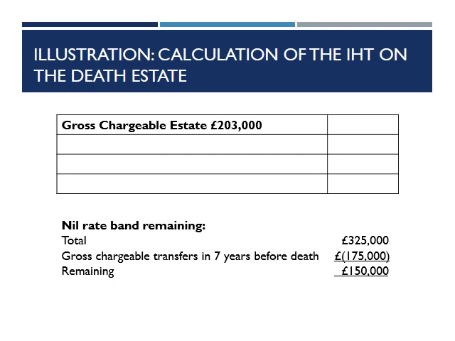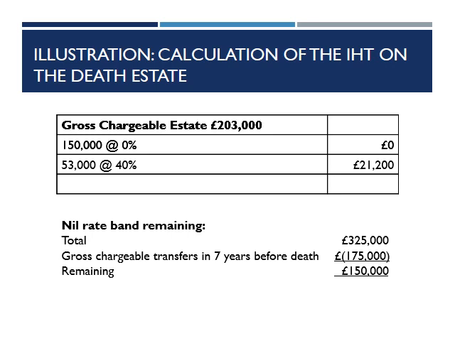So the first £150,000 will be taxed at 0%. The remainder of the estate, that's £53,000, will be taxed at 40%, and that works out at £21,200, and that's the total inheritance tax that's payable.